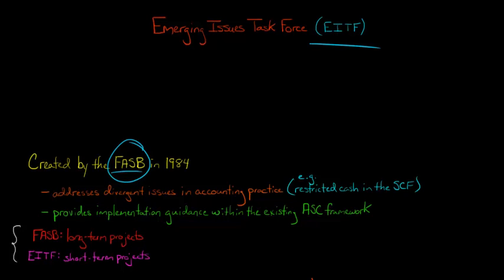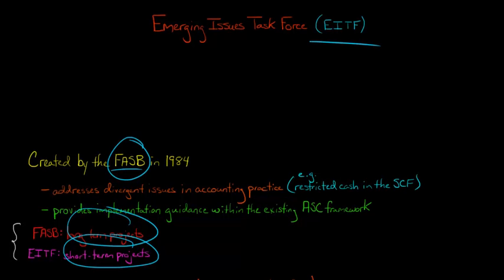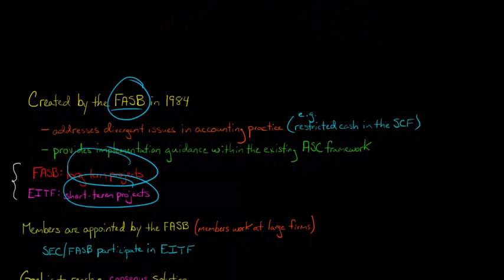And what I mean by that is this. When I talk about the existing framework, they're trying to say, okay, look, is there a way that we can come to a consensus, this task force can reach a consensus and say, look, this is the proper way to be accounting for this transaction without the FASB having to get involved in issuing a new accounting standard. Okay, so basically the FASB is going to be able to focus more on long-term projects, whereas the EITF can focus on short-term projects. So that's the idea, and that's why the FASB created the EITF.